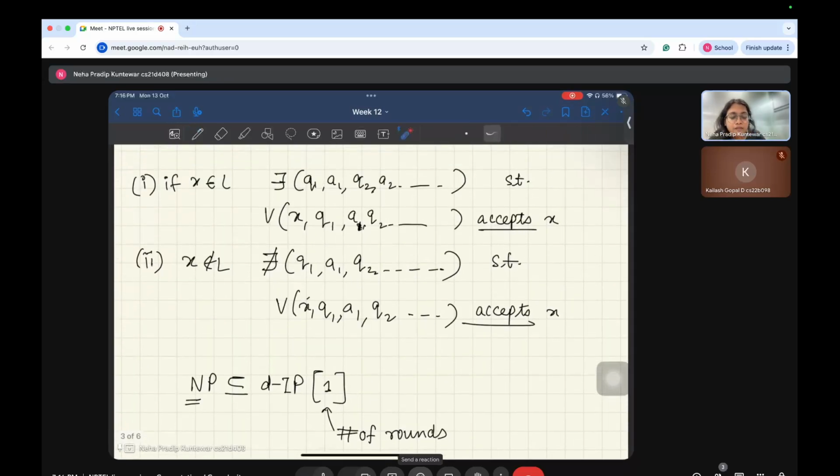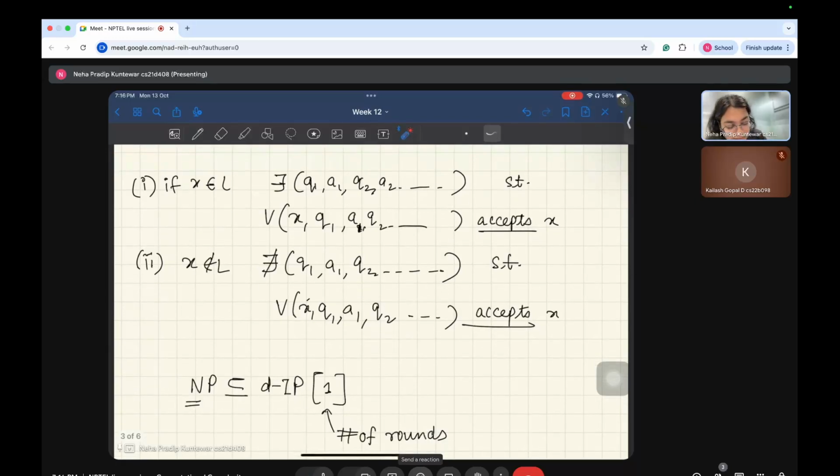This is because if X is in the language, the prover, since the prover is all powerful, can at its end come up with this series of queries and answers. So think of this whole thing as a certificate, and just send this to the verifier, and the verifier will be convinced that X is indeed in the language.